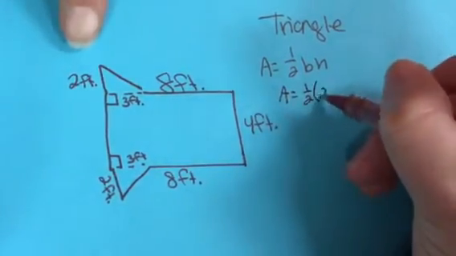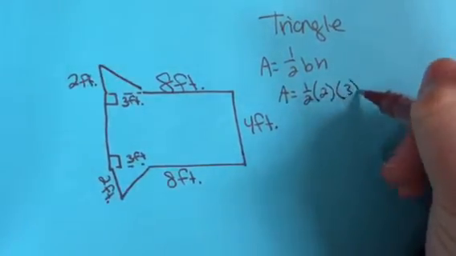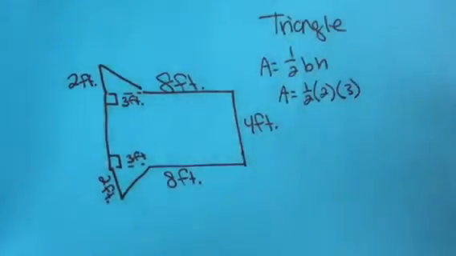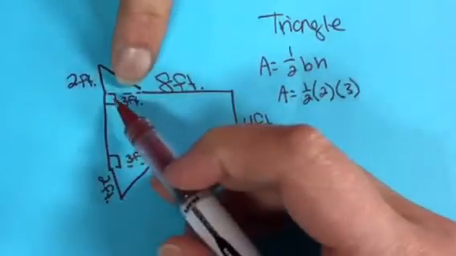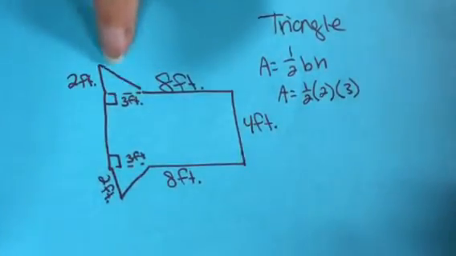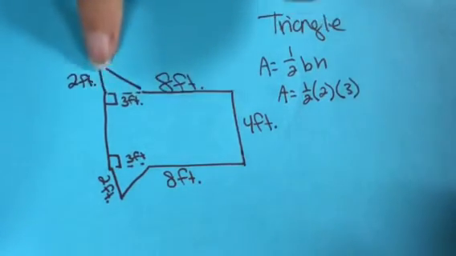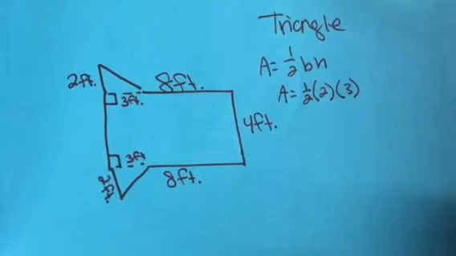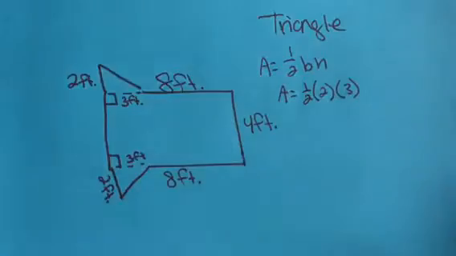So what is the base of our triangle? 2. And what's the height of our triangle? 3. Could I technically interchange those? Yeah, it doesn't matter, as long as you don't count the slanted side as a base or a height. It has to be one of the sides that forms a right triangle.